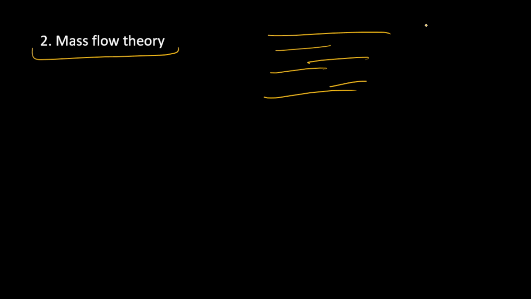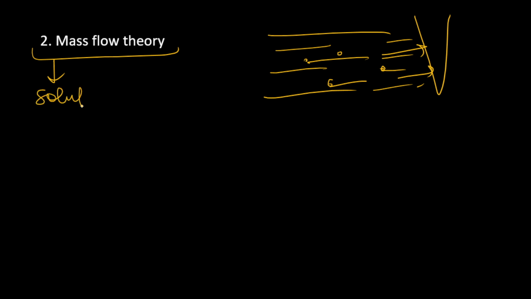Secondly, we have mass flow theory. What happens here? Suppose water is moving and the root is absorbing water. I'm just trying to explain: this is the root, and it is absorbing water. Some ions present in the water will be absorbed by the roots along with the water itself, because the whole mass is being absorbed by the roots. So you can simply write here that solutes, which are soluble in water, move along the flow of water molecules.